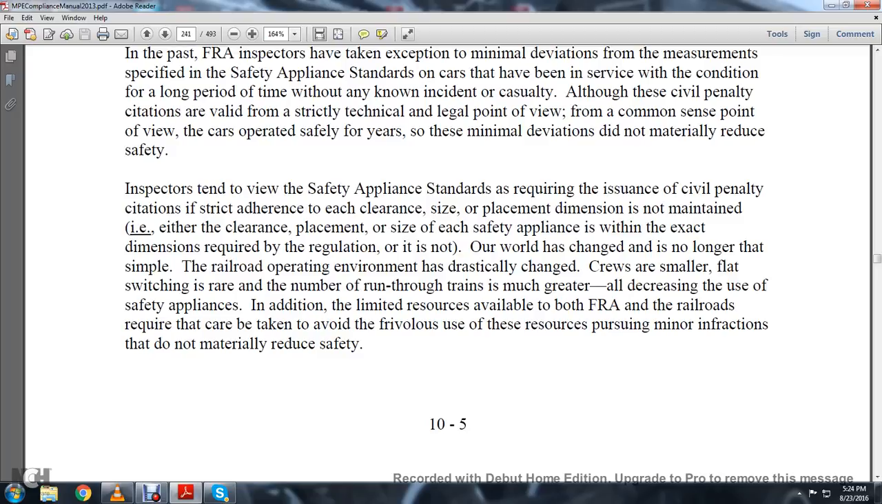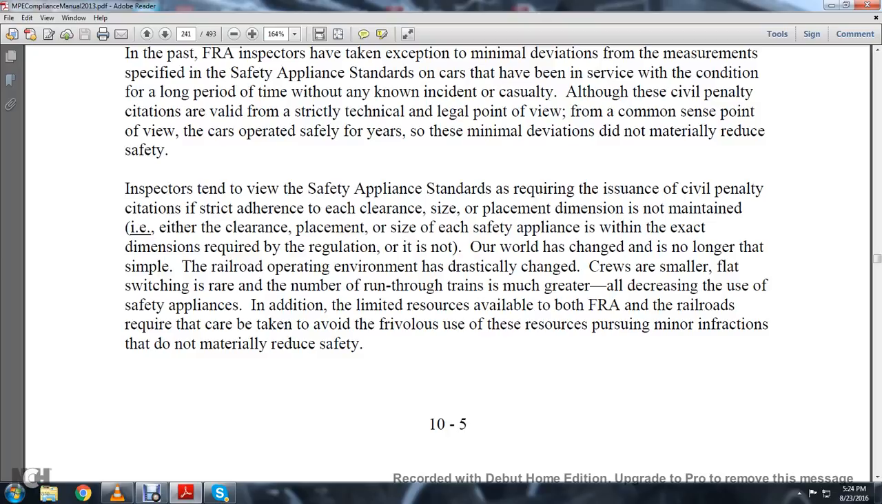Inspectors tend to view the safety appliance standards as requiring the issuing of civil penalty citations whenever adherence to the clearance, placement, and size dimensions is not maintained. Either the clearance, placement, and size of each of the safety appliances is the exact dimension required by the regulation, or it is not. But the world has changed and is no longer simple.